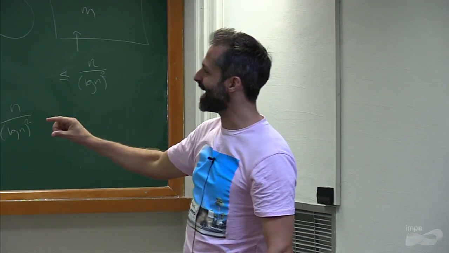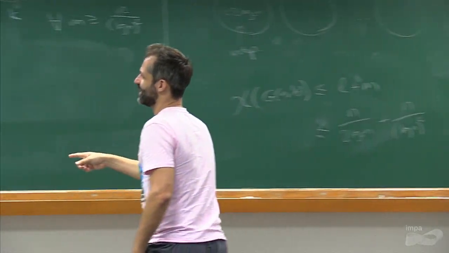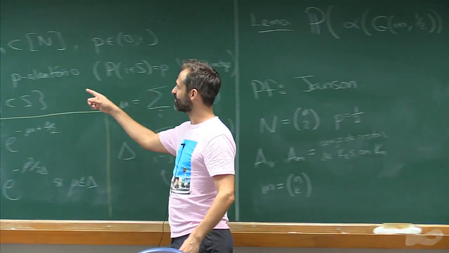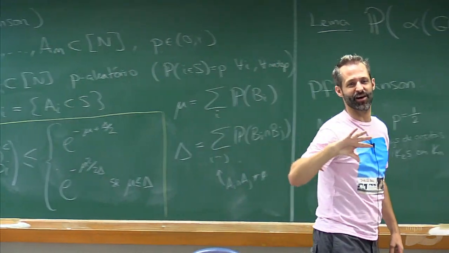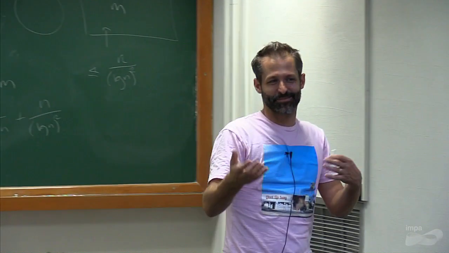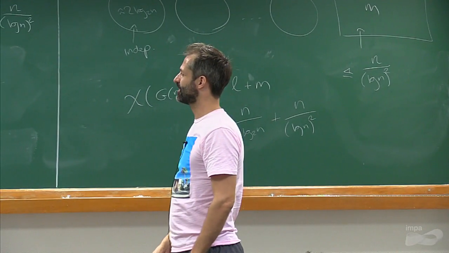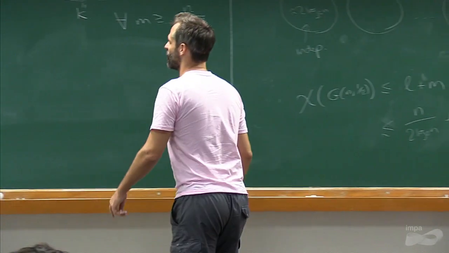Really, S is the complement of G(n, 1/2), which is also G(n, 1/2), right? I mean, a non-independent copy of G(n, 1/2). Okay, so what is mu?